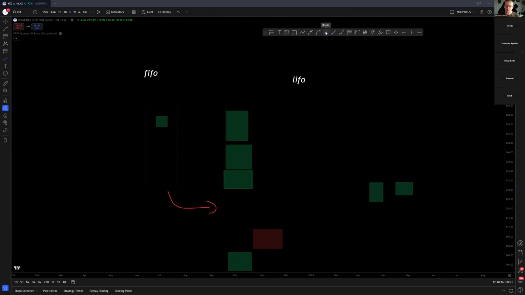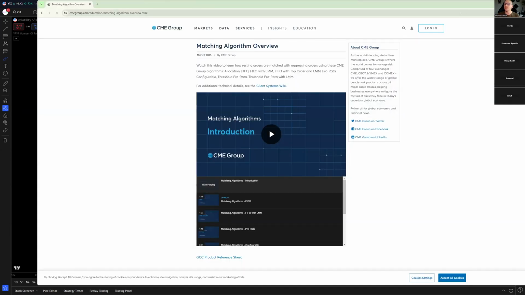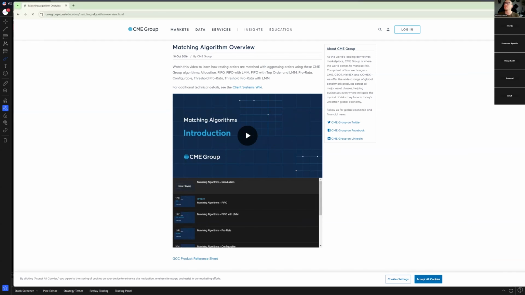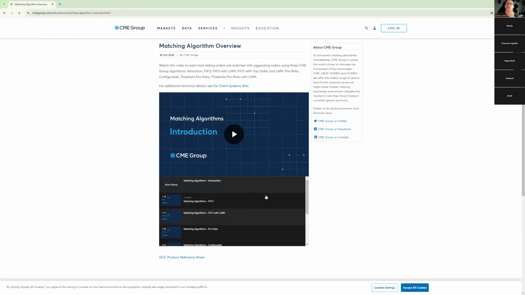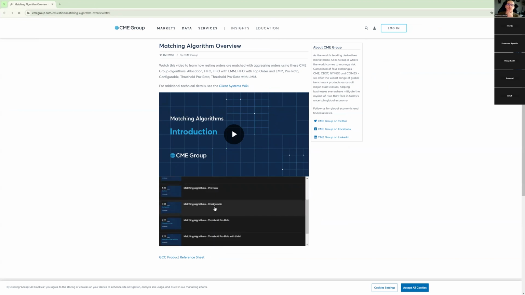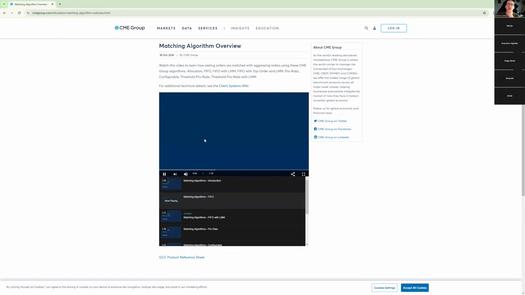So markets, if you go, for example, to the CME website, let's see if we can go real quick. CME matching algorithms. You can easily go by yourself to the CME website, and you will see that most of the matching algorithms work with FIFO. FIFO stands for first in, first out.